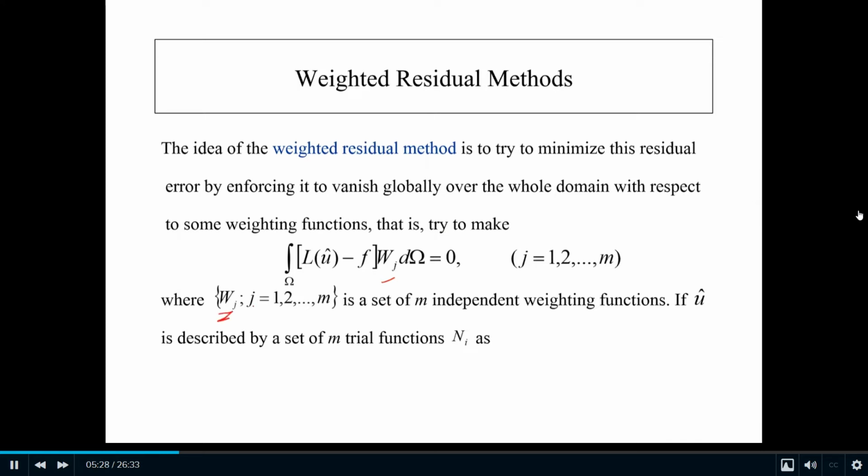W is the weight function. This is a set of weight functions. We have M terms of independent weight functions here.